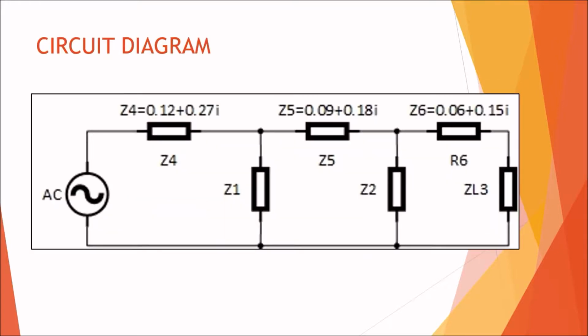We redraw the circuit like this to make it easier to understand. Z1, Z2 and Z3 are Load 1, Load 2 and Load 3 respectively. Then, the impedance from line 1 to line 2 is labelled as Z4, while the impedance from line 2 to line 3 is labelled as Z5. Lastly, the impedance from line 3 to line 4 is labelled as Z6. This is what we get when we multiply the given transmission line impedance by 3 km.